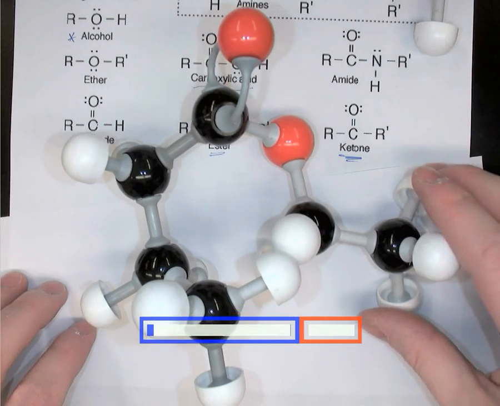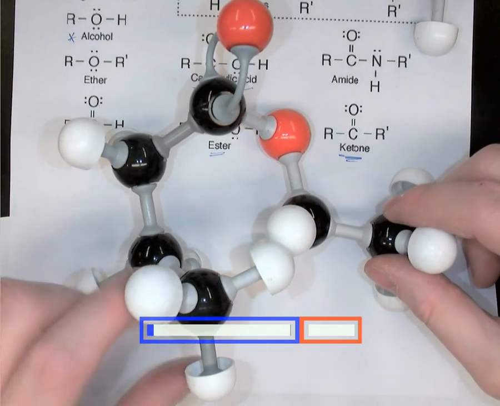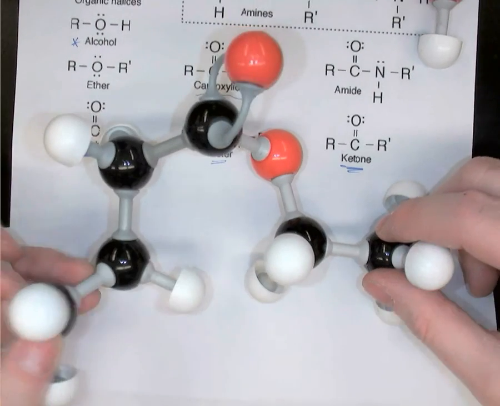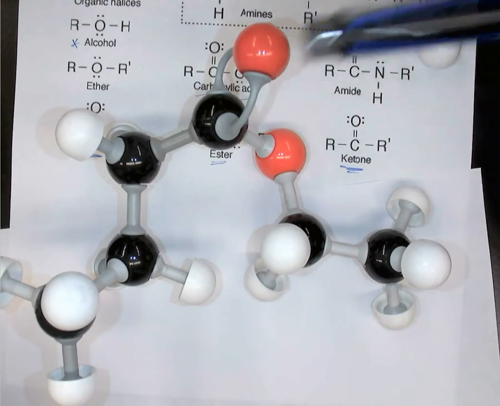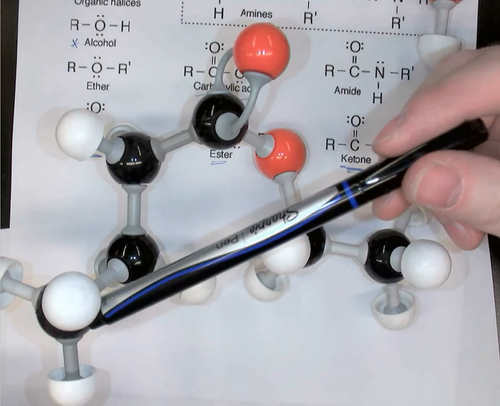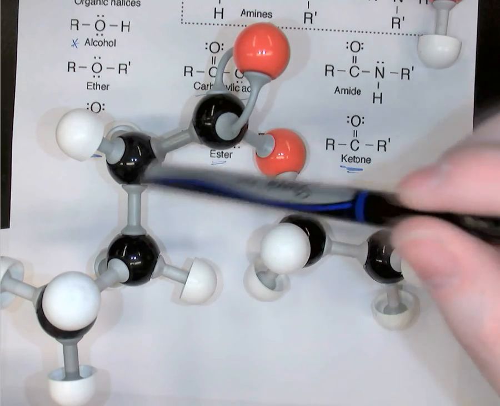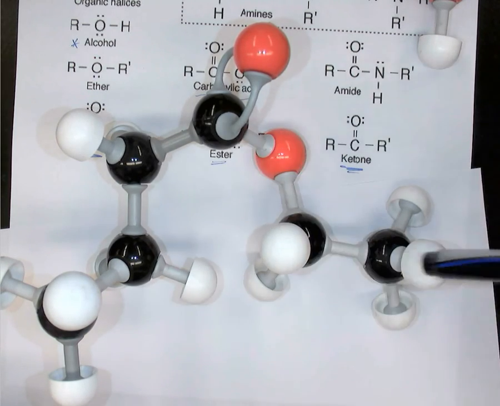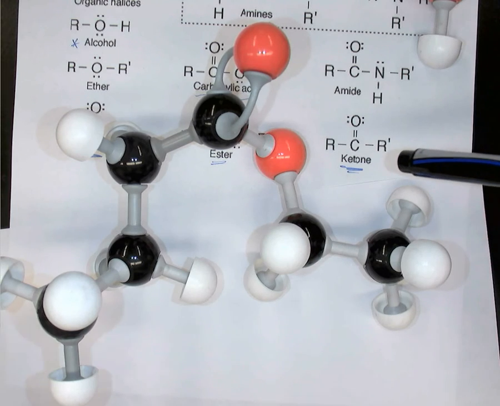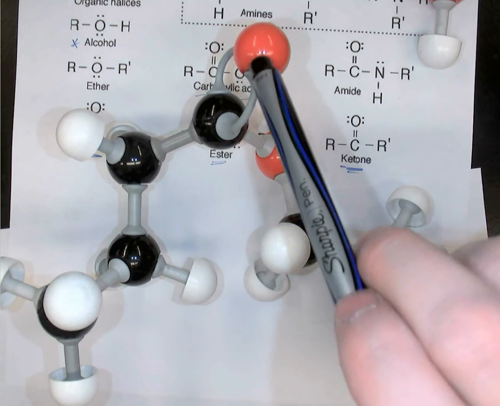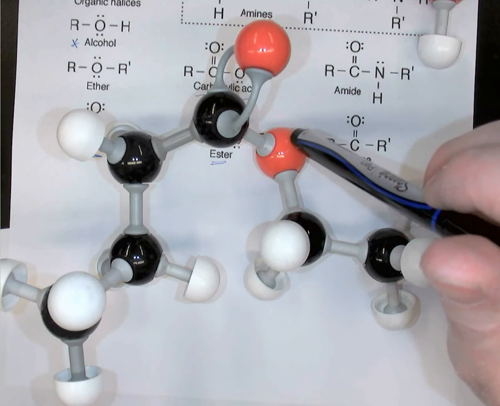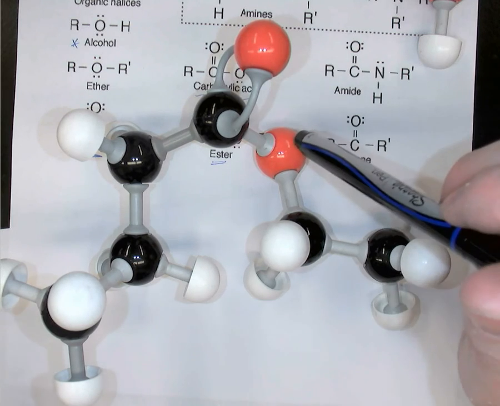So there's the ester. Now, if you look at it, you can look at it in an intelligent way. We can see that over here we have a 4-carbon chain, 1, 2, 3, 4, which ends in something that kind of looks like a carboxyl group, C double bond O with an O attached. So it starts to look like a carboxyl group.